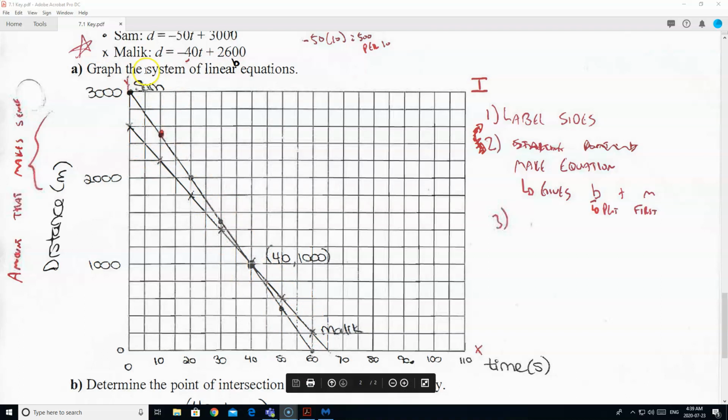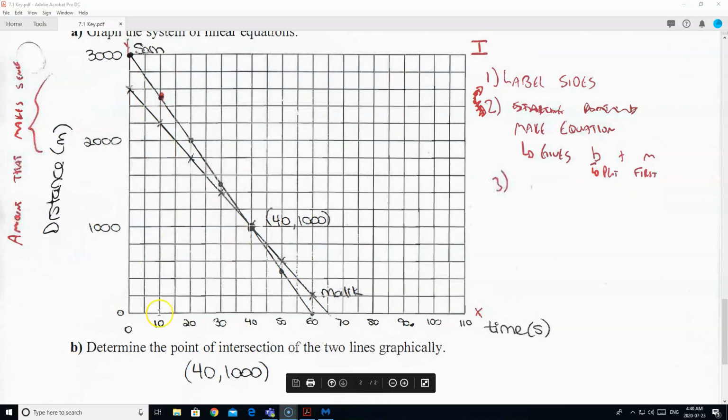Do the same thing with Malik. It's Malik starting at 2,600 for the y-intercept, and you're going down 400 over 10, down 400 over 10, down 400 over 10. The point where they intersect is going to be the solution for this system of linear equations. Okay, so that's all you're doing here. So we talked about labeling and all that. So hopefully this section made sense.